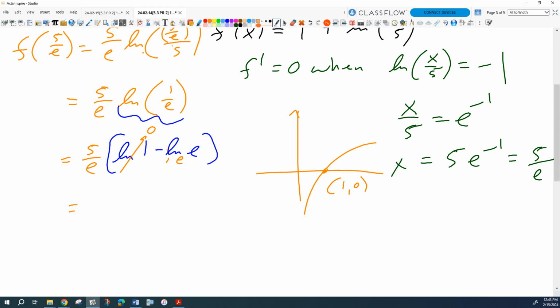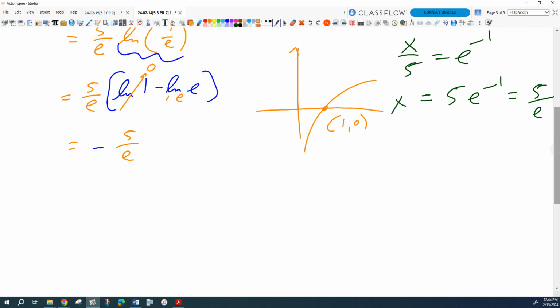So my answer is just negative 5 over e. That's crazy. Okay, so the ordered pair then, if I want to find the point, the ordered pair would have coordinates 5 over e, negative 5 over e. Okay? Good? Thank you. Yes.